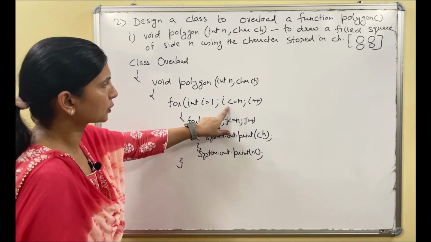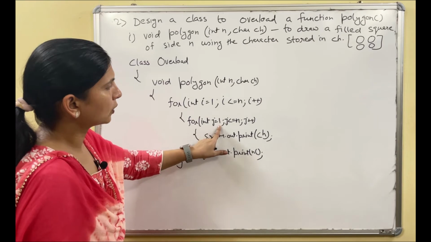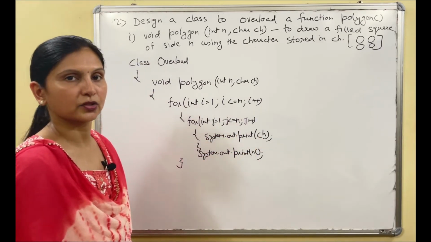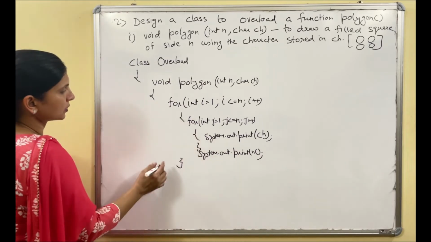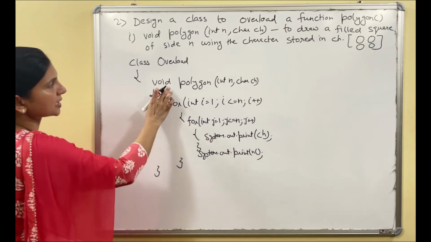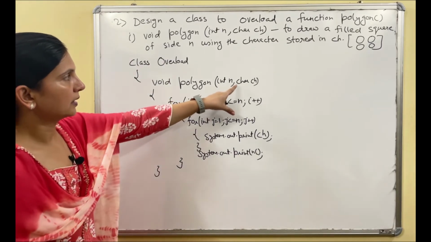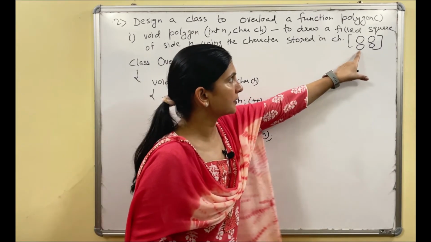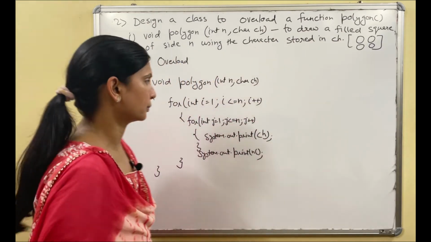Again i will become 2, j will go from 1 to n, and again it will display ch. So this was about the first function, void polygon, int and char. Its output will be like this if n is 2 and ch is o.